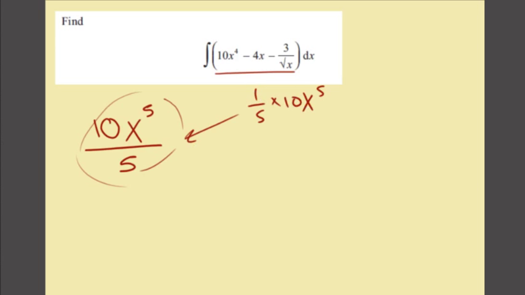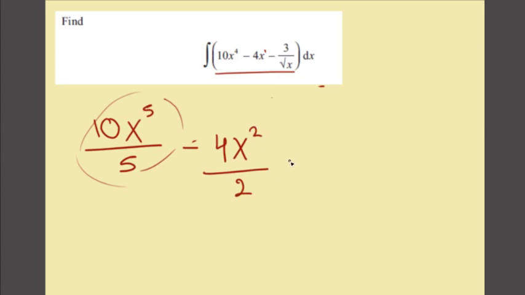Okay, so going back to that question, the next term we've got here is negative 4x. There's a 1 over here, but you just haven't written it down because you don't have to. So assuming there's a 1, you do 1 plus 1, that's 2, over 2.